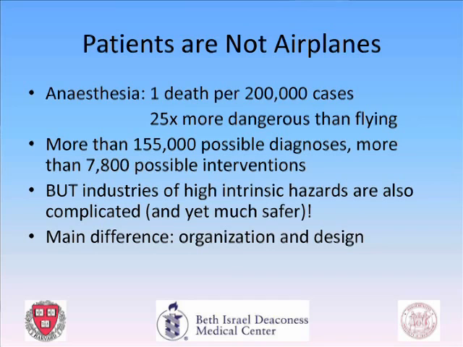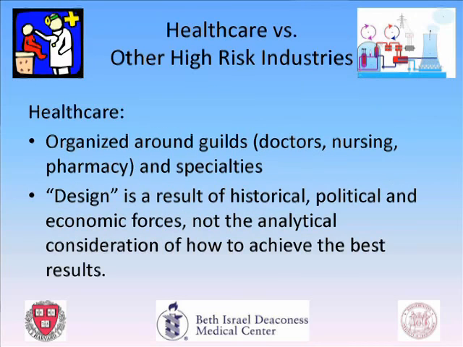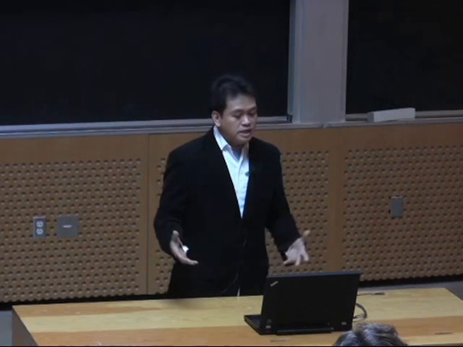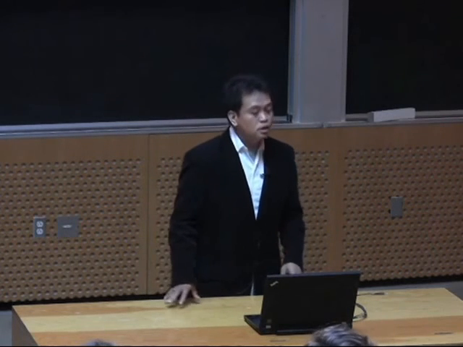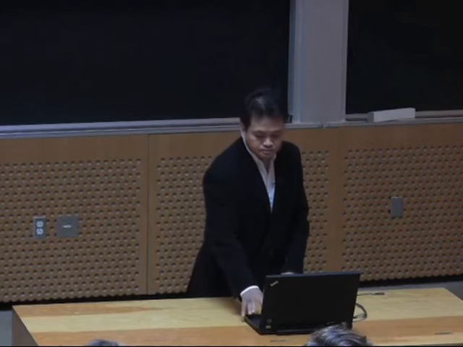But I could argue that industries of high intrinsic hazard, such as nuclear power plants and the aviation industry, are also very complicated, and yet they manage to be very safe. The main difference between healthcare and those other industries is in the organization and design of service. In healthcare, the delivery of service is organized around guilds. There are the doctors, the nurses, the pharmacies, and the different specialties. We have internal medicine, surgery, radiology. The design that we see now is a result of historical, political, and economic forces, not the analytical consideration of how to achieve the best results.